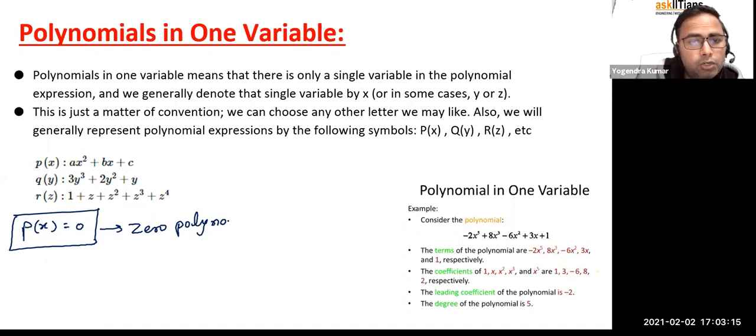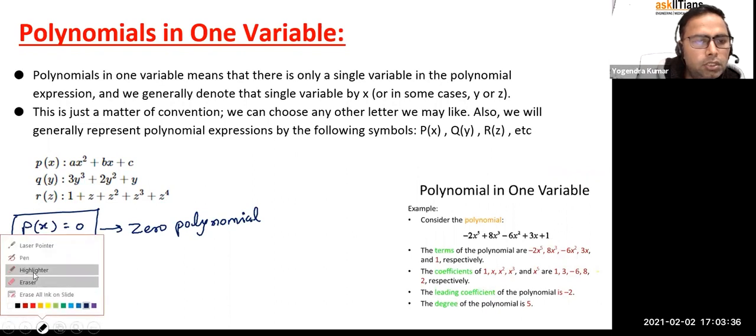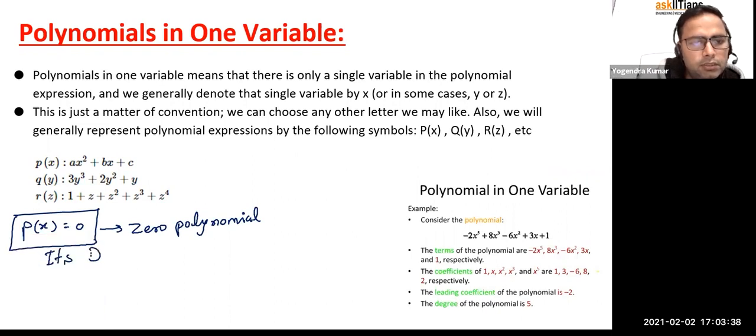The name of this polynomial is the zero polynomial. Something like zero of a polynomial we are going to see later on, but as of now, it is the zero polynomial. Now what is the degree of the zero polynomial? Its degree, my bad, its degree is not defined. You have to remember, its degree is not defined.